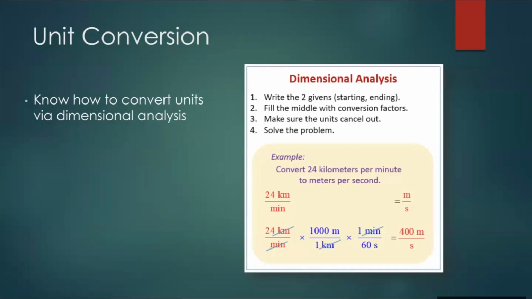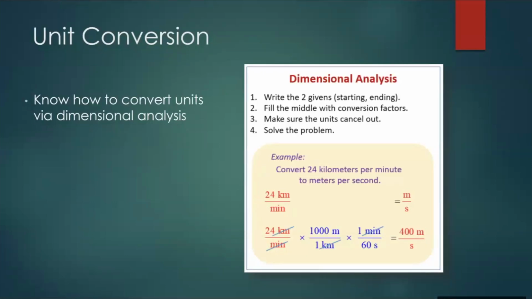So we put that on the right-hand side so that when we go to cancel out later on, we know what we need to end up with. The second step is fill the middle with conversion factors. That's what's given in blue at the bottom. So we know that we have to make it to meters per second, but we start with kilometers per minute. Therefore, we have to cancel out kilometers and minutes. How we do this is they started with kilometers in this case, right? We have to get to meters. So we know that 1,000 meters is equal to 1 kilometer.